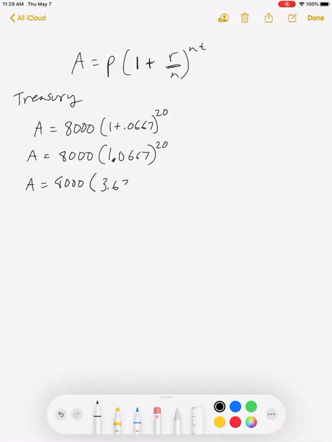So that's going to be 8,000 times 3.638 is what you get when you punch that in your calculator. So you'll end up with $29,104.